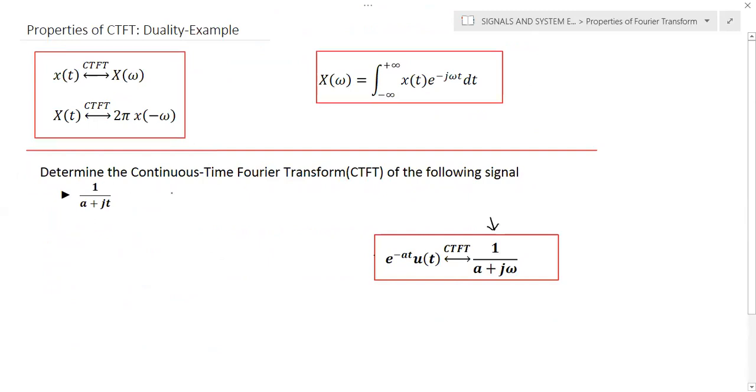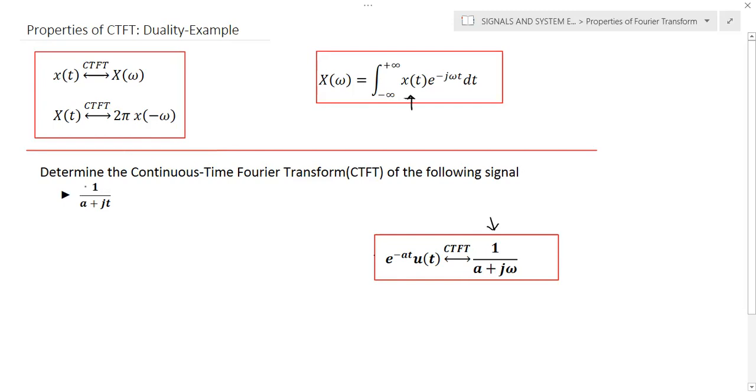Here we need to find the continuous time Fourier transform of the following signal. The signal is given by 1 by a+jt. If you substitute this signal into the Fourier transform equation, we will get a complex integration. It's very difficult to solve such kind of integration. So instead of that, we will apply the duality theorem here.